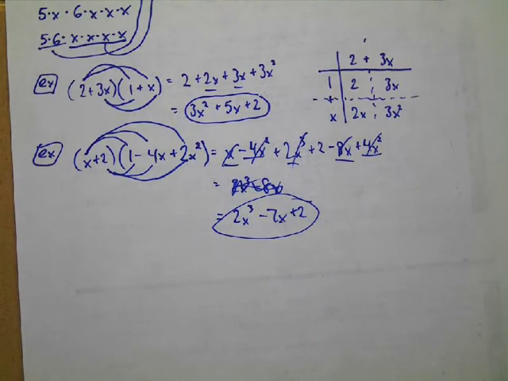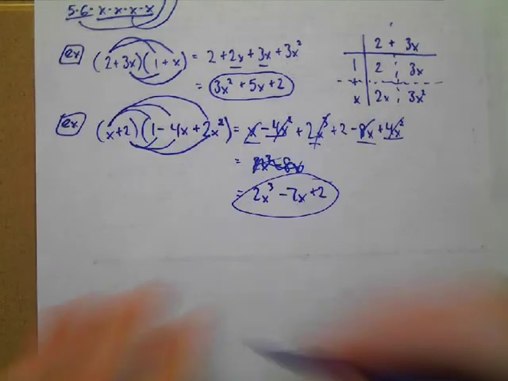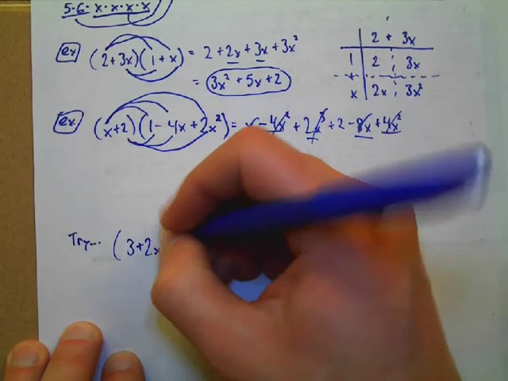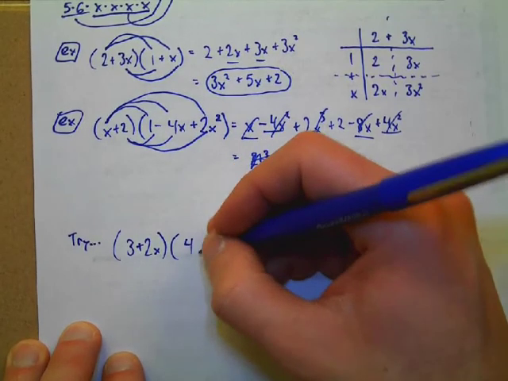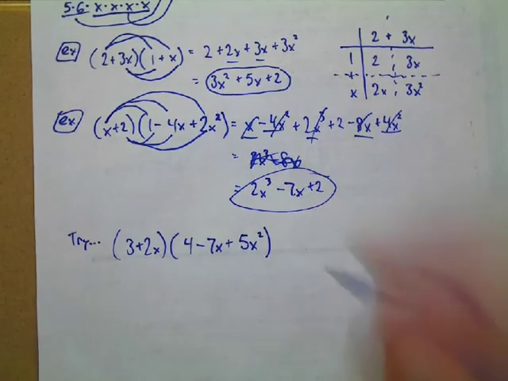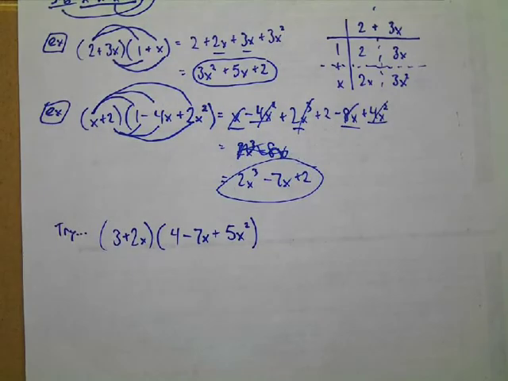Here's one for you to try. 3 plus 2x times 4 minus 7x plus 5x squared. Okay, so go ahead and multiply those two together. Obviously, the bigger the polynomial, the more pain it is to multiply it out. The worst I'll do for you guys is a trinomial with a trinomial, where there's 3 terms and 3 terms. But for this one, I just gave you a binomial with a trinomial. Do your best there. Multiply it out, combine like terms.